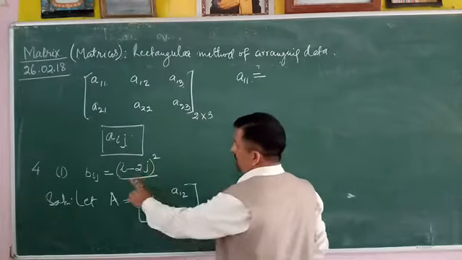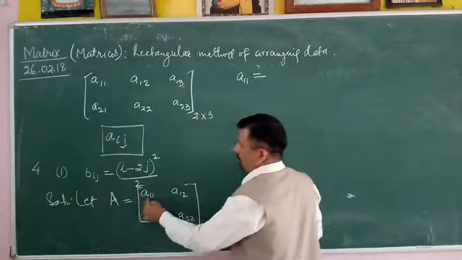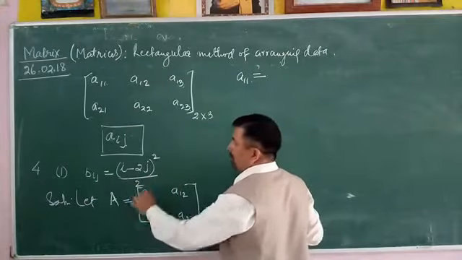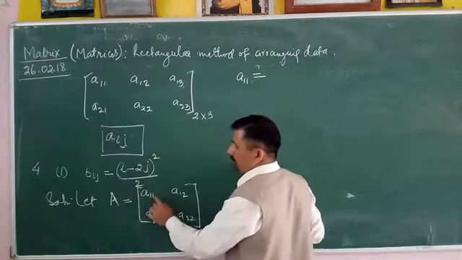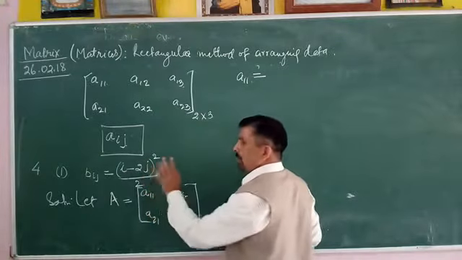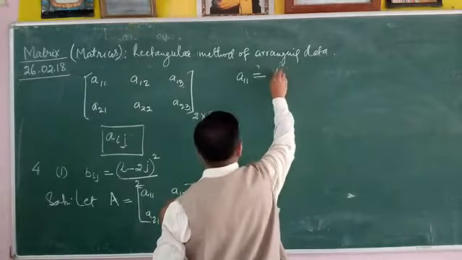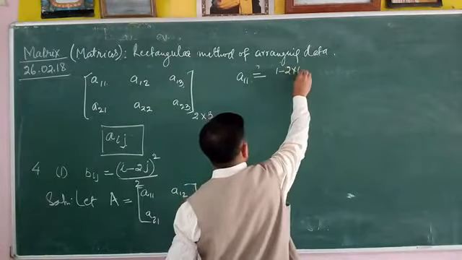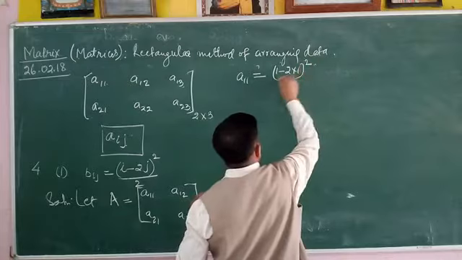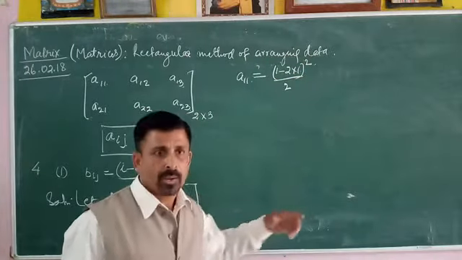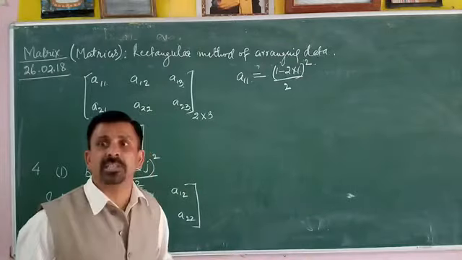Is it okay? Yes. That means here the value of my I is 1 and the value of J also is 1. So wherever I have I, I'll put the value of I as 1, and wherever I have J, I'll put the value of J as 1, and then we'll calculate. So this will be equal to (1 minus 2 into 1) whole square divided by 2. Is this point very clear? Yes, sir. I'm just trying to show you how we use the condition.